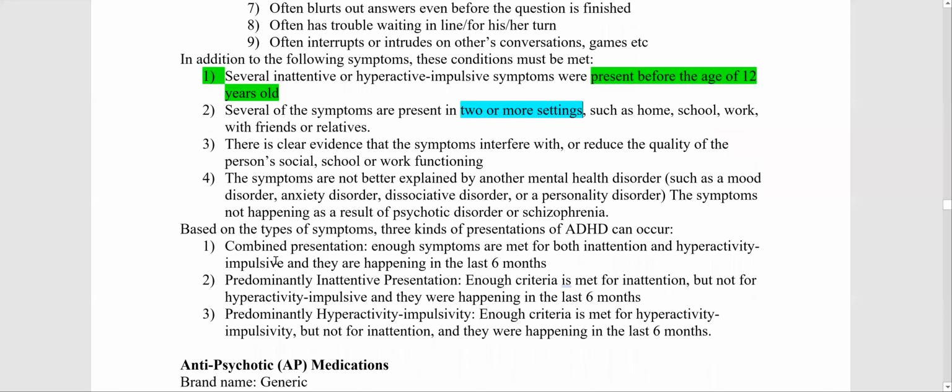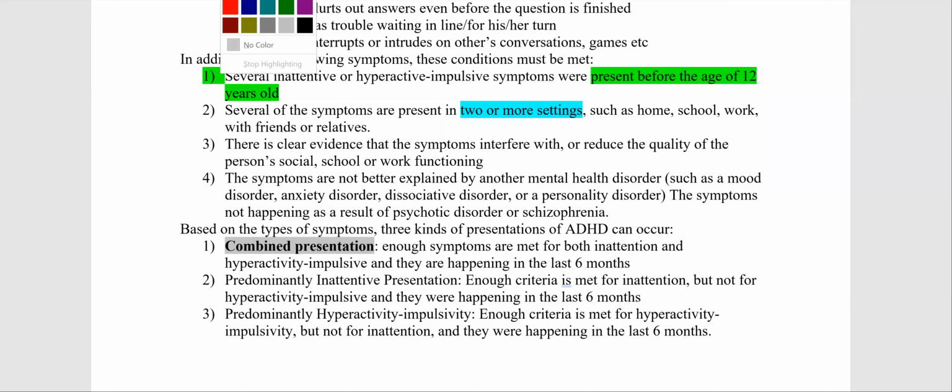Based on the number of symptoms or criteria the person has or is exhibiting, again, there's a combined presentation. So combined presentation is where they have enough criteria for inattention and hyperactivity or impulsivity. So they have enough symptoms for both. So 6 for inattention and 6 for hyperactivity and impulsivity. And the length of time is 6 months or longer.